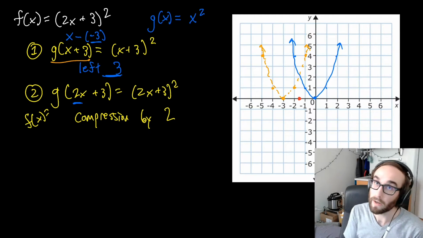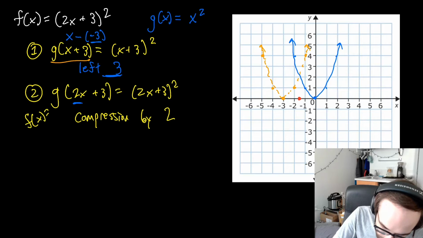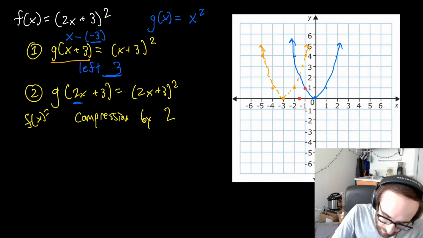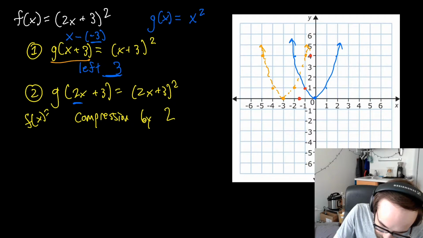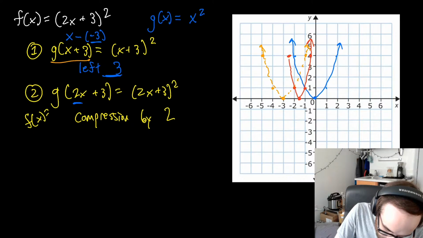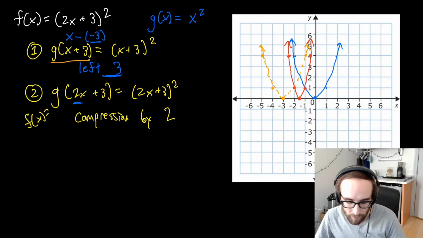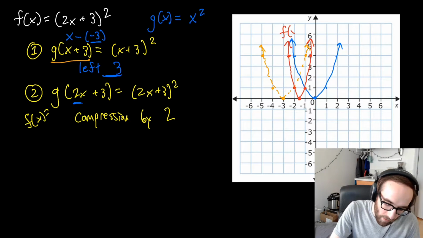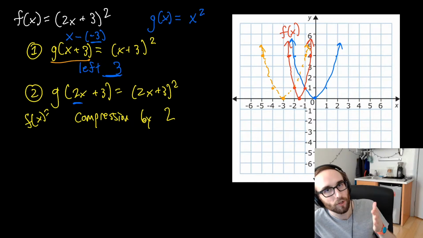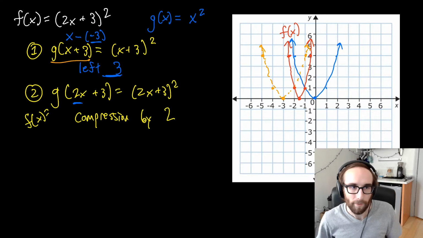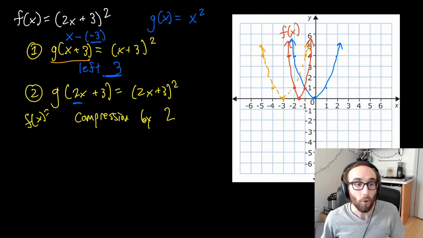So instead of negative 3, 0, we have negative 1.5, 0. We have negative 1, 1, negative 0.5, 4. On the left, we have negative 2, 1, negative 2.5, 4. So our graph is a lot skinnier now. Okay, so this red graph is our final graph of f of x, and we went through each transformation individually. So here the order is important.